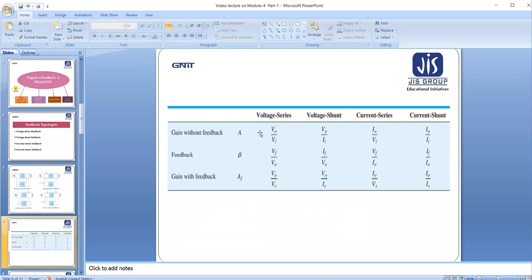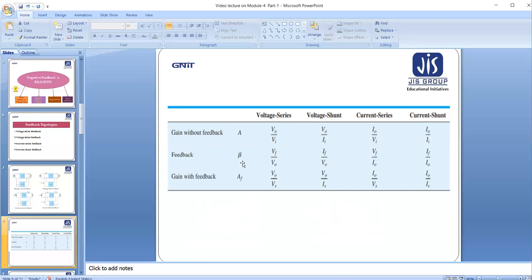So gain means output by input. Output is voltage V naught, input is current, shunt, so it is Ii. Current series, output is current, series is voltage. So input is voltage. So gain equals output, that is I naught by Vi. Current shunt means both are current. So gain equals I naught by Ii.